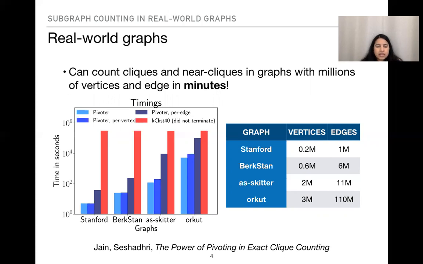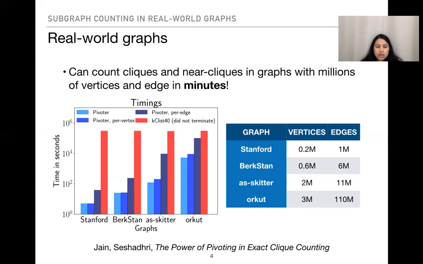The lightest blue line corresponds to the time taken by that algorithm to count all cliques in that graph. And the darker versions of blue correspond to the same algorithm when it counted the number of cliques per vertex and per edge as well, which are harder problems than counting just the number of cliques.